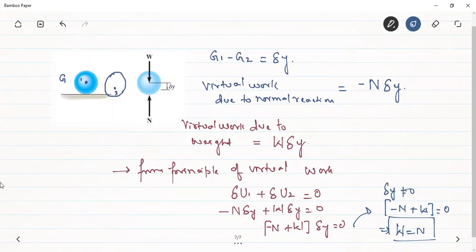From the equilibrium equation we could have directly written that N is equal to W, and from the principle of work and energy, from this principle of virtual work, we also get the same concept. Let's take one more example.